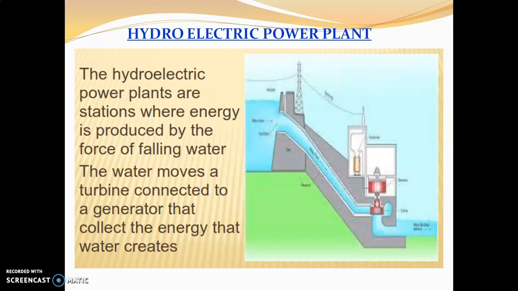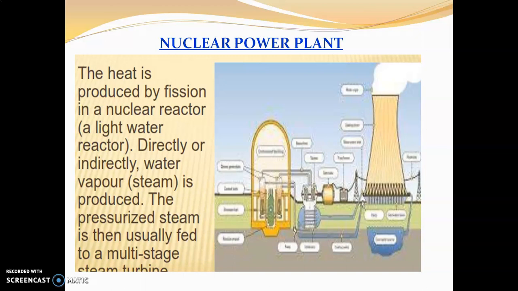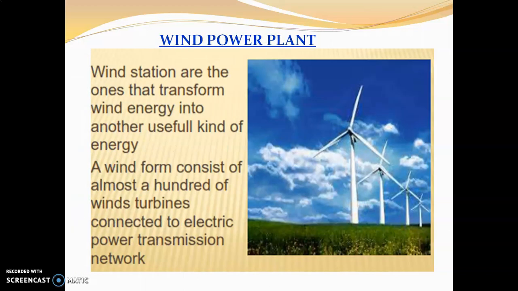Second one is the hydroelectric power plant. These power plants are stations where energy is produced by the force of falling water. The water moves a turbine connected to a generator that collects the energy that the water creates. Third one is the nuclear power plant. Here, the heat is produced by fission in a nuclear reactor. So directly or indirectly, water vapor is produced. The pressurized steam is then usually fed to a multi-stage steam turbine.